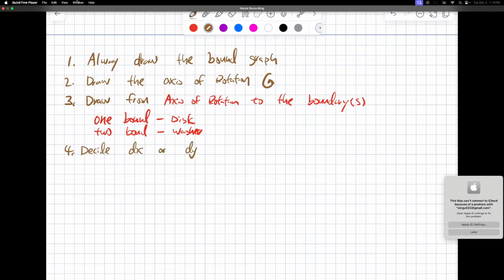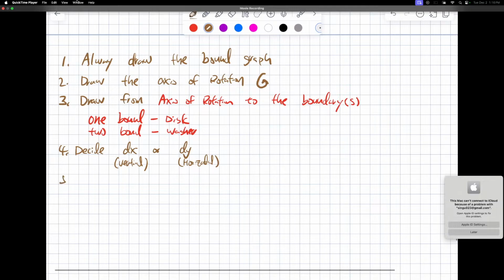Now it depends on your slice. If your slice is vertical, then it's dx. So this is a vertical, and this is a horizontal. Okay, so this is the fourth step. Even though there's a lot of steps here, it doesn't take a long time.